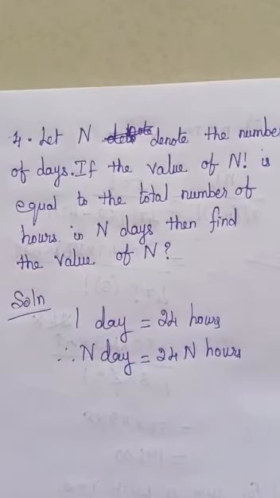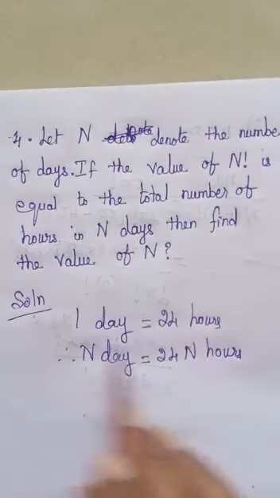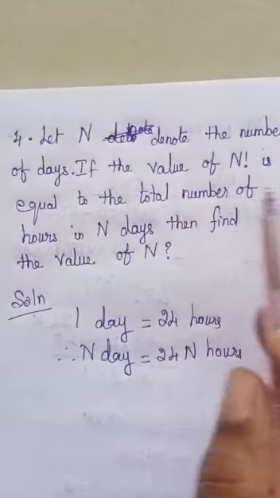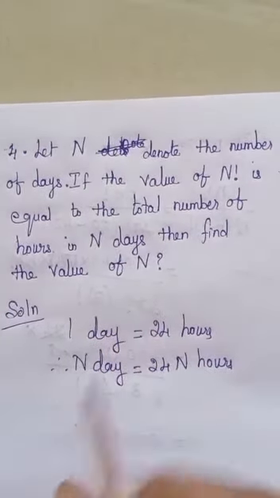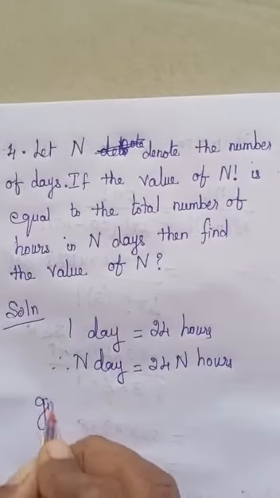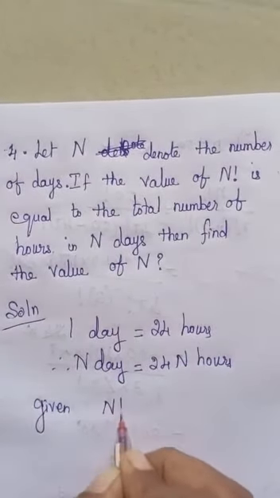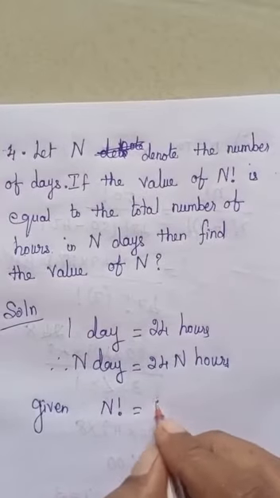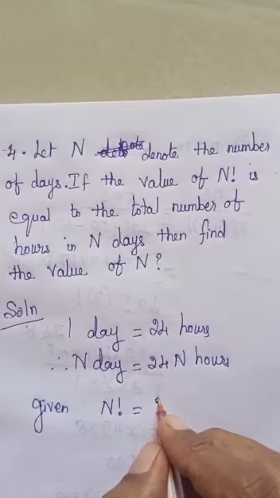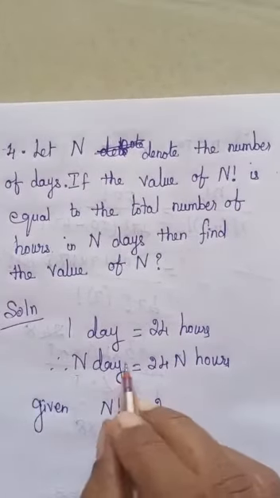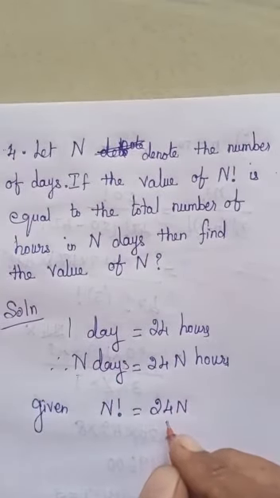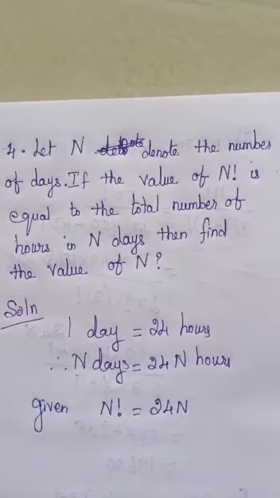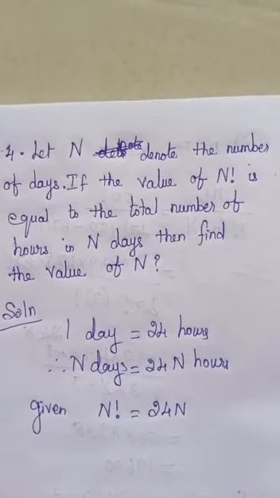Okay. Now the question given is n denote the number of days. If the value of n factorial is equal to the total number of hours in n days. So I can write given n factorial is equal to total number of hours in n days. N days, the hour is 24 n. So 24 n. Now we are supposed to find out the value of n. How to find it out, ma? N.